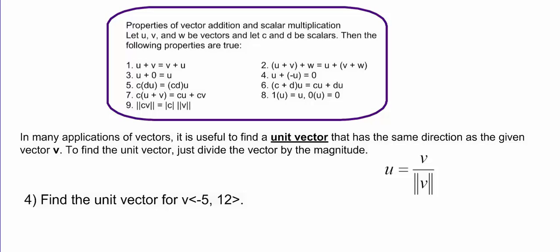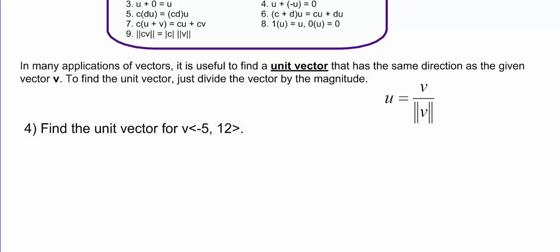It's like identities and distributive property and inverses, associative, commutative, things of that nature. And we've seen these before. All right, and so it's just showing you that they apply to vectors as well.